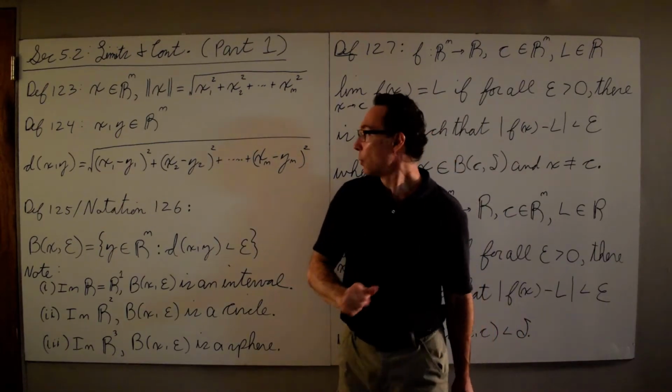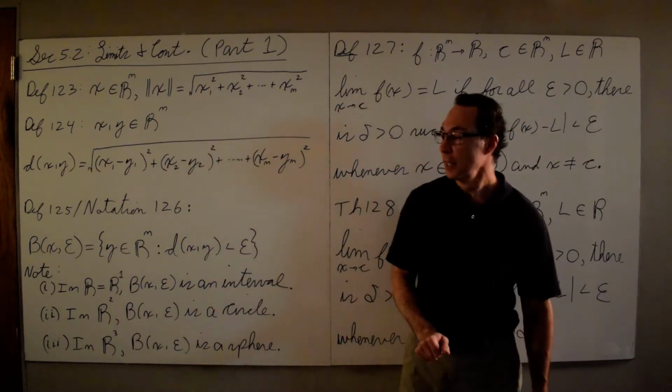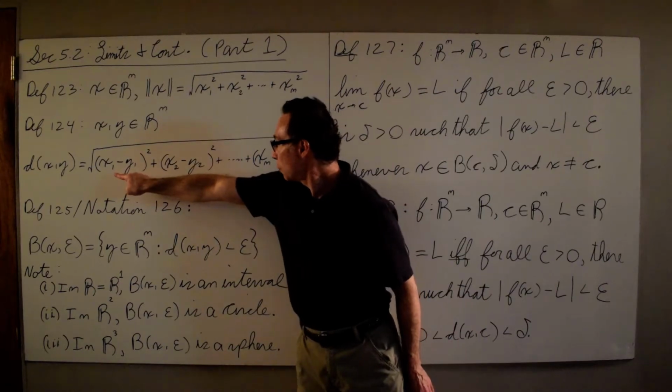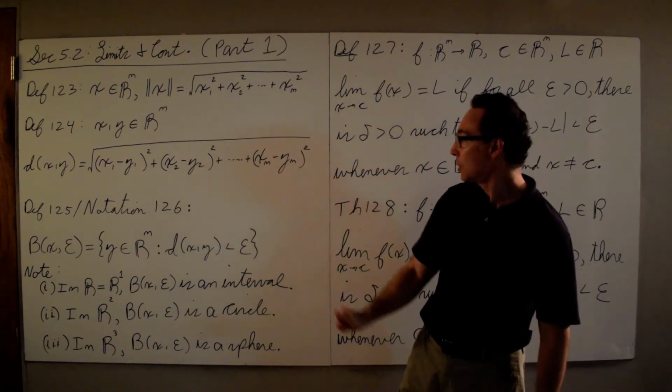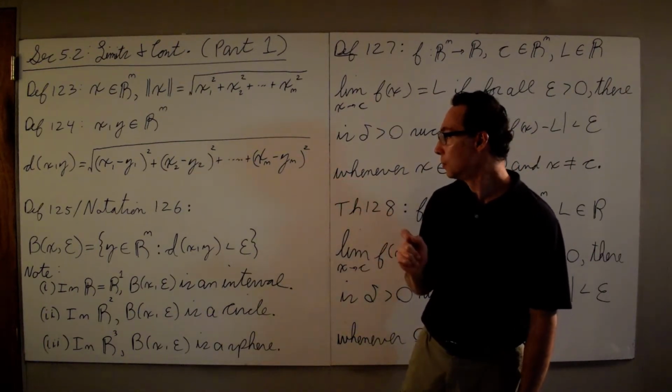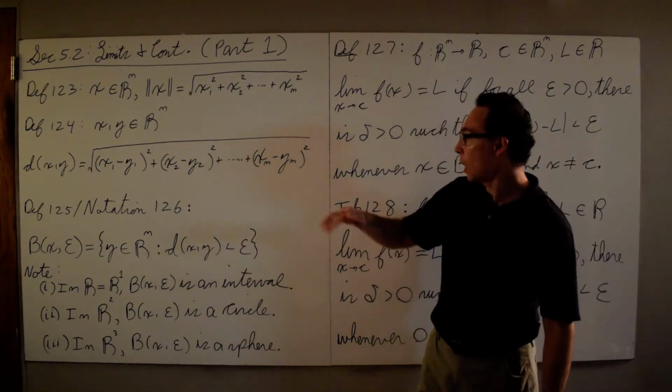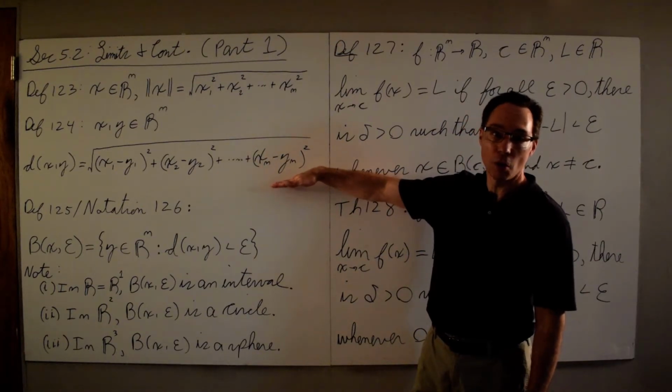The distance between 2 points in Rn is, we take the difference of each coordinate, square those, add them together, and take the square root. This is how we measure the distance between 2 points in Rn.